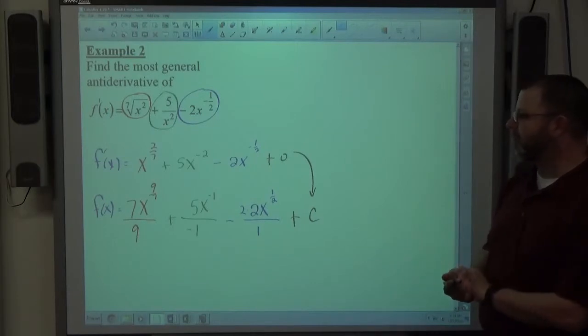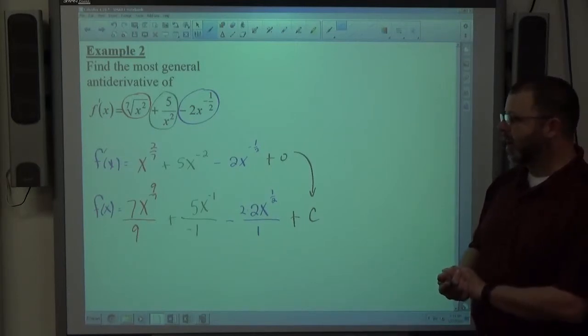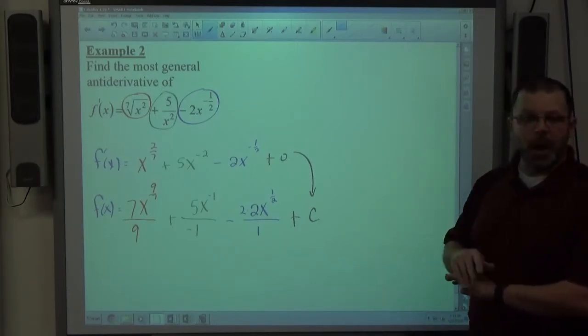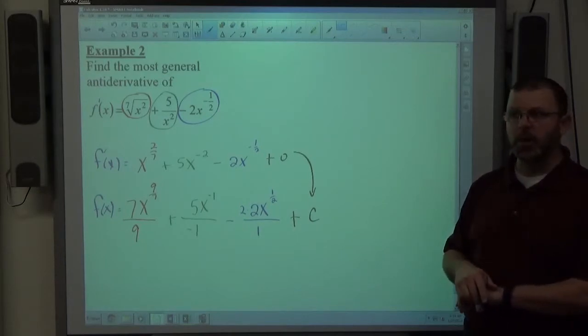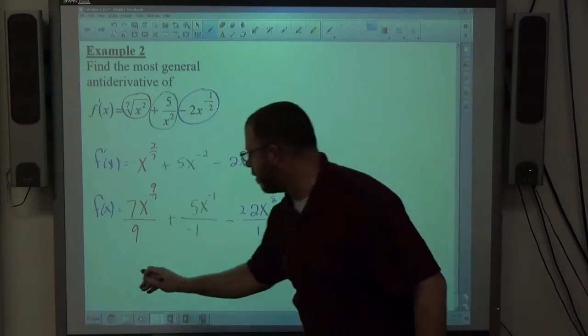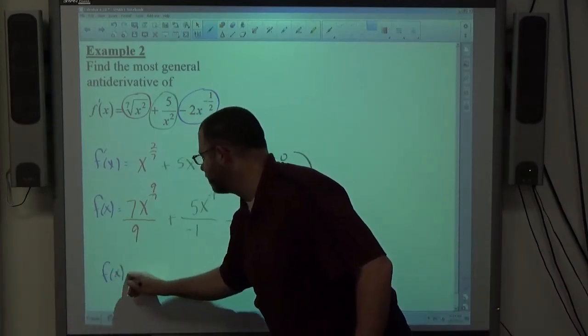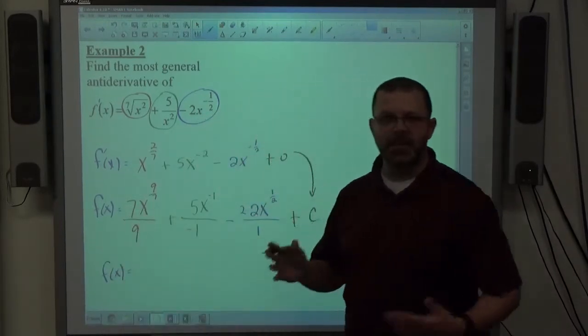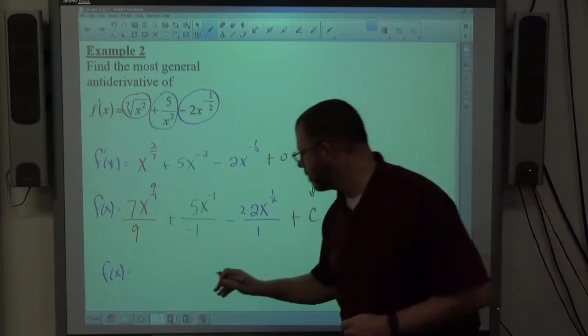All it's up to do now is to make our answer prettier. Fractional powers are perfectly fine with me for a final answer. If you want to go back to radical form, that's fine too. Take your pick. I'm going to leave it fractional power. So with that in mind, 7/9 x to 9/7, I can't make that any prettier, right?